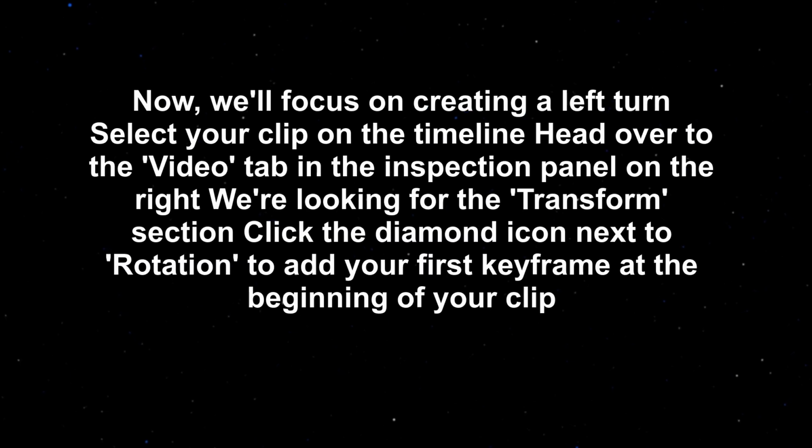Now, we'll focus on creating a left turn. Select your clip on the timeline, head over to the Video tab in the Inspection panel on the right. We're looking for the Transform section. Click the diamond icon next to Rotation to add your first keyframe at the beginning of your clip.